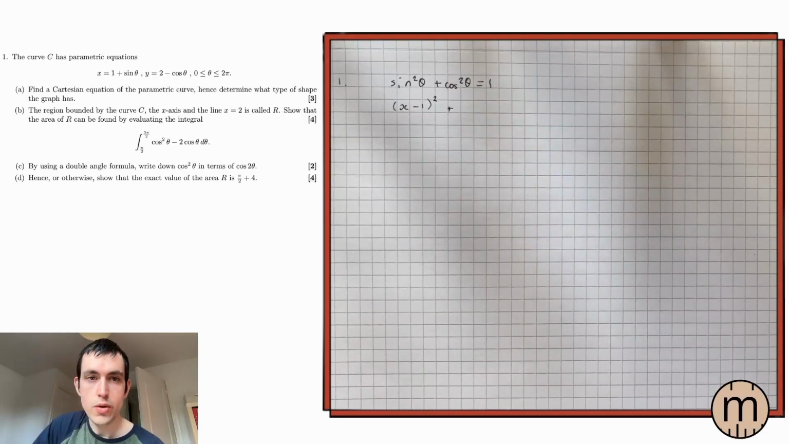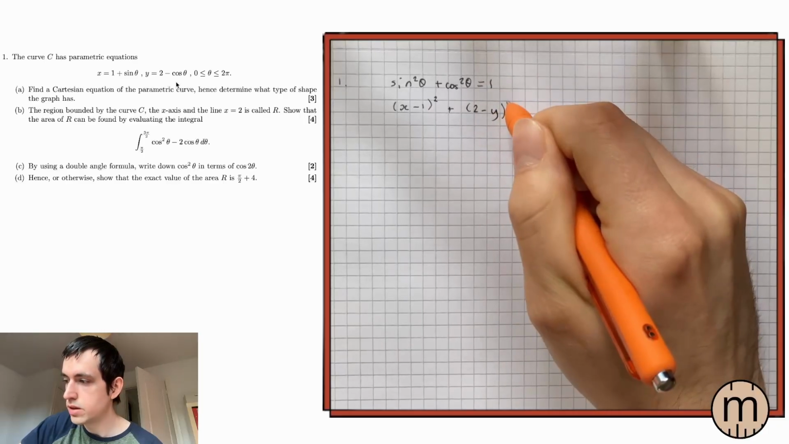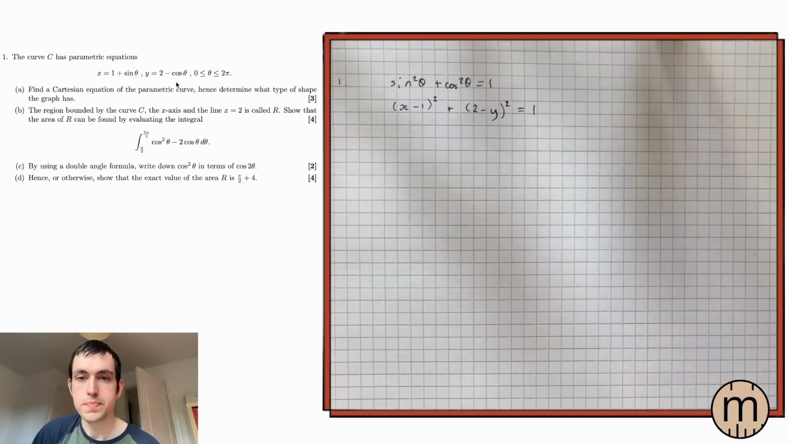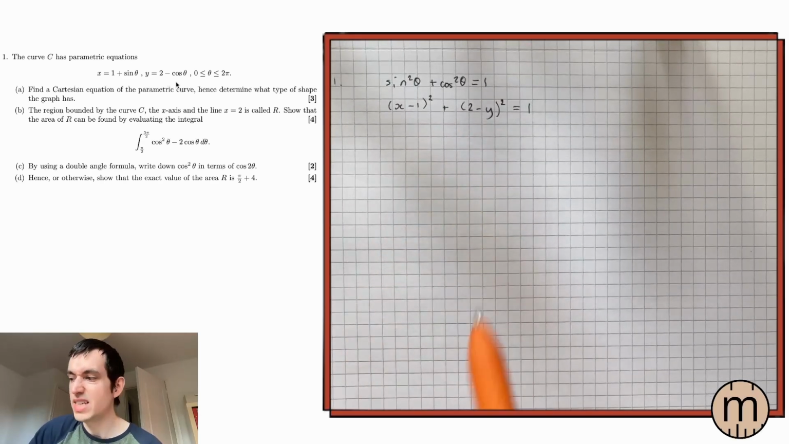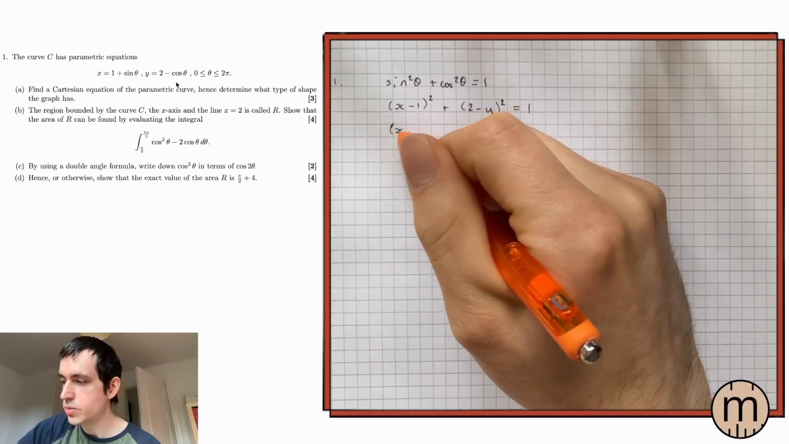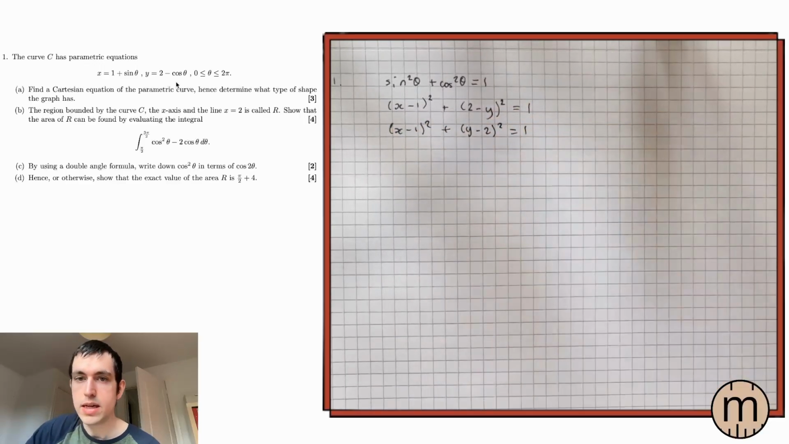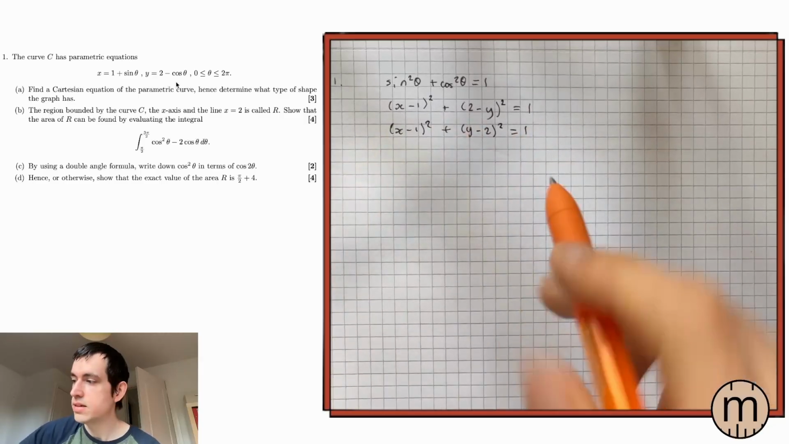Similarly, we know that y is 2 minus cos theta. Add cos theta to both sides, minus y from both sides. We get 2 minus y, and then square it for cos squared. That should still be equal to 1. What's interesting about this bracket, because it's squared, it doesn't actually matter if we write it this way or if we flip it around like this. I'm going to flip it around though, because now you'll hopefully recognize what this is.